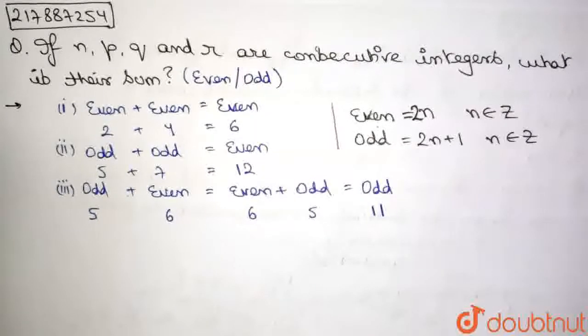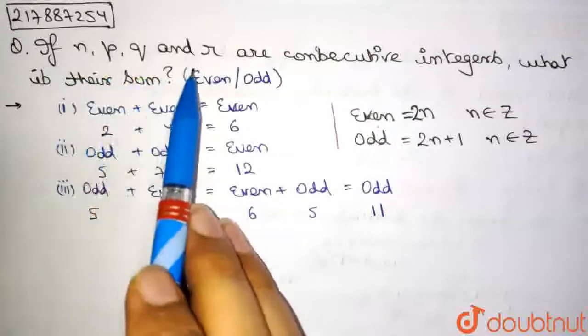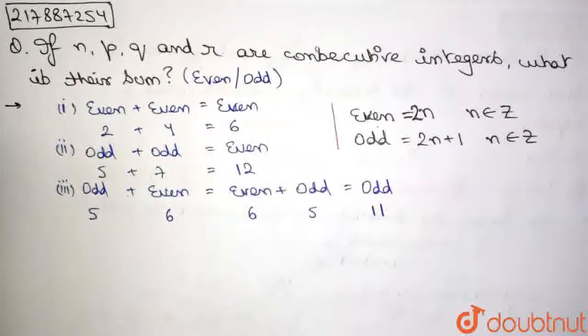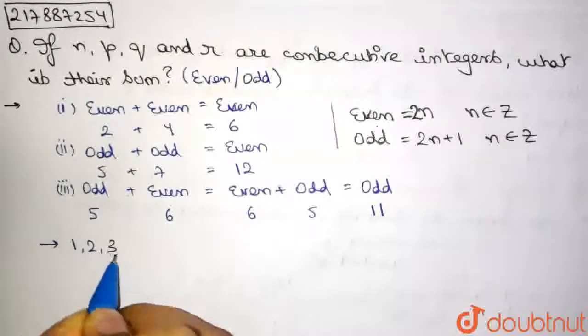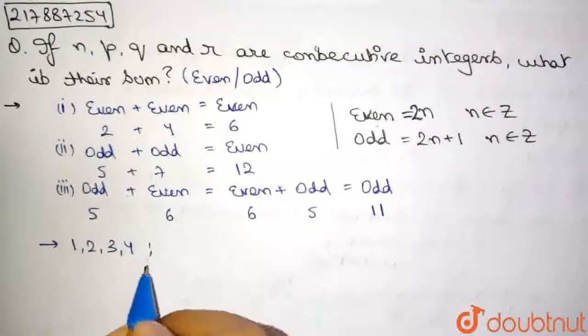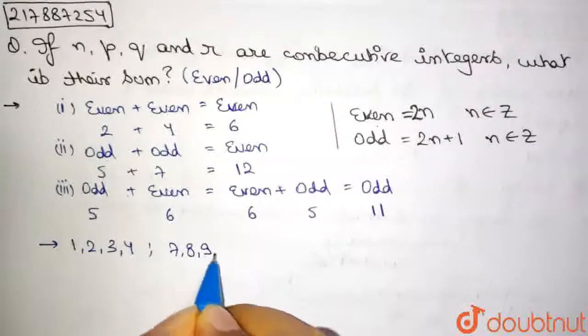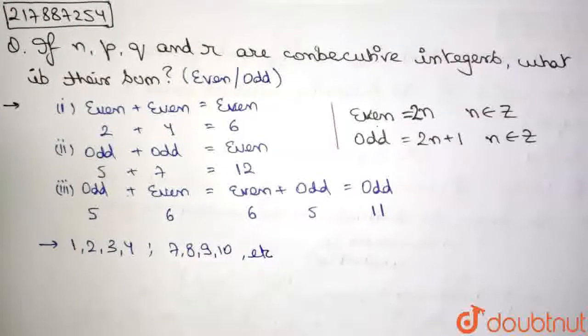Now, talking about this particular question, it is said that if n, p, q and r are consecutive integers, what is their sum? So, what does consecutive integers mean? Consecutive integers are any four numbers picked up in sequence, so any four consecutive numbers. For example, 1, 2, 3, 4, or they may be 7, 8, 9, 10 and so on. But what is common to them? We can see that 1 is odd, 2 is even, 3 is odd and 4 is even. Similarly, 7 is odd, 8 is even, 9 is odd, 10 is even.